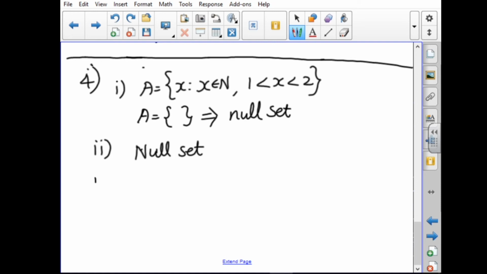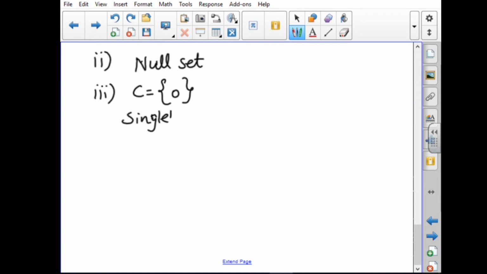Then third one, C is equal to {0}. This is a singleton set because it has only one element, that is 0. So the C set is a singleton set. If a set has only one element, it is called a singleton set.